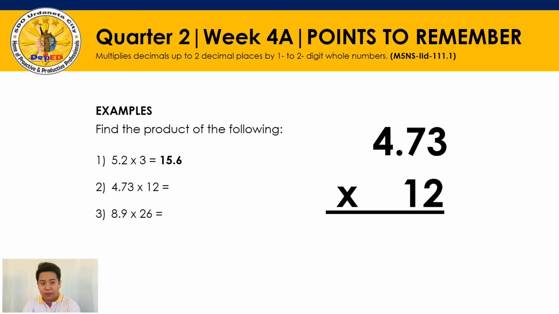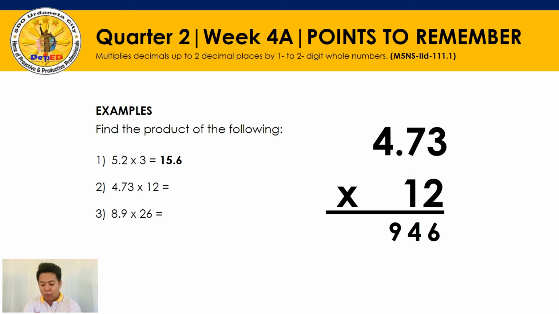Another example, 4.73 times 12. Okay, same process. 2 times 3 equals 6. 2 times 7 equals 14. Write 4 and we regroup number 1. Then 2 times 4 equals 8 plus 1 equals 9.